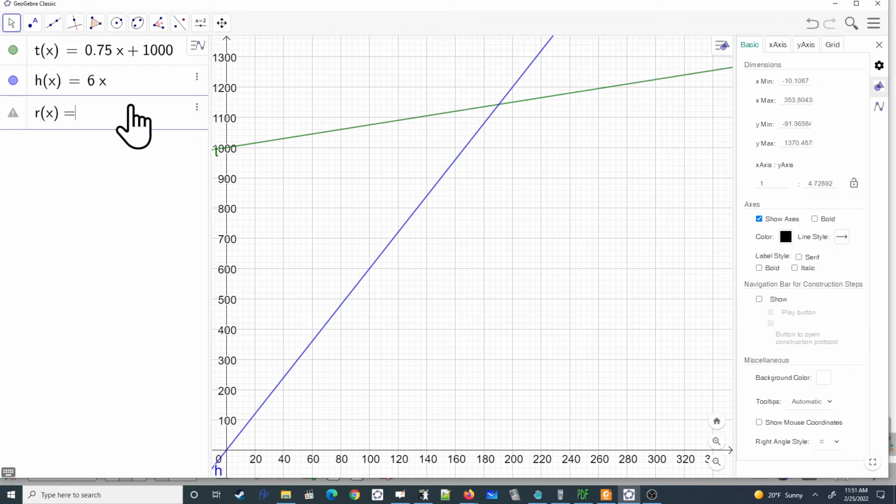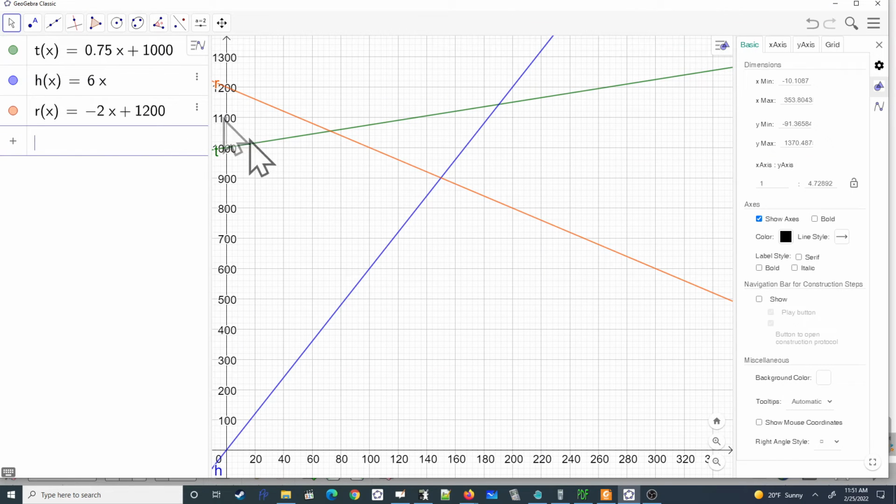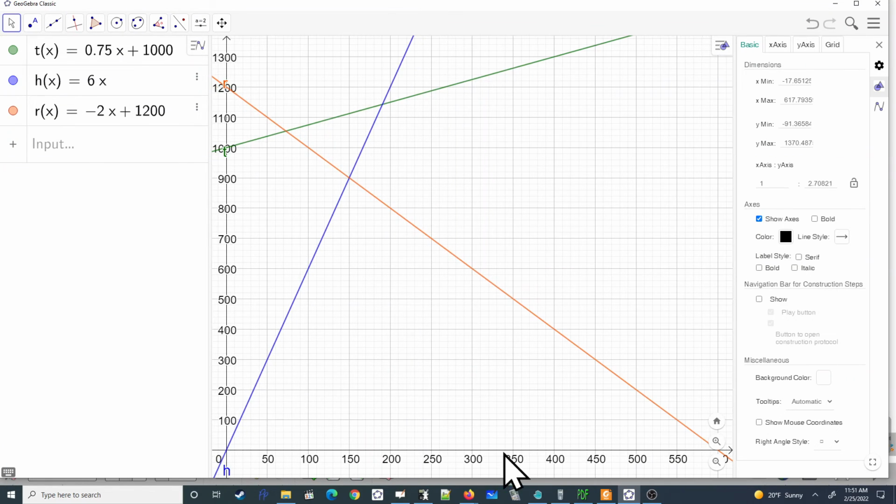R of x will be -2x plus 1,200. There's the rat. That's how the rat is traveling. Eventually, the rat looks like it should cross 0, go back to the starting line, but it may take a long time to actually get there.